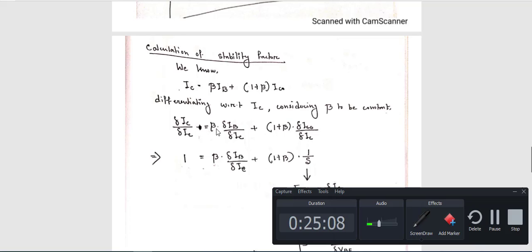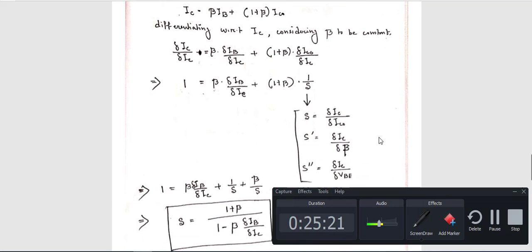Del beta is constant here, and considering beta is constant here, remember this point. So del IB by del IC plus 1 plus beta constant del IC plus IC, del ICO by IC. Again from the calculation of stability factor, can you remember that we have calculated 3 stability factors? That is, one is S, next is S dash, and third one is S double dash. And S is del IC by del ICO, keeping beta and VBE constant.